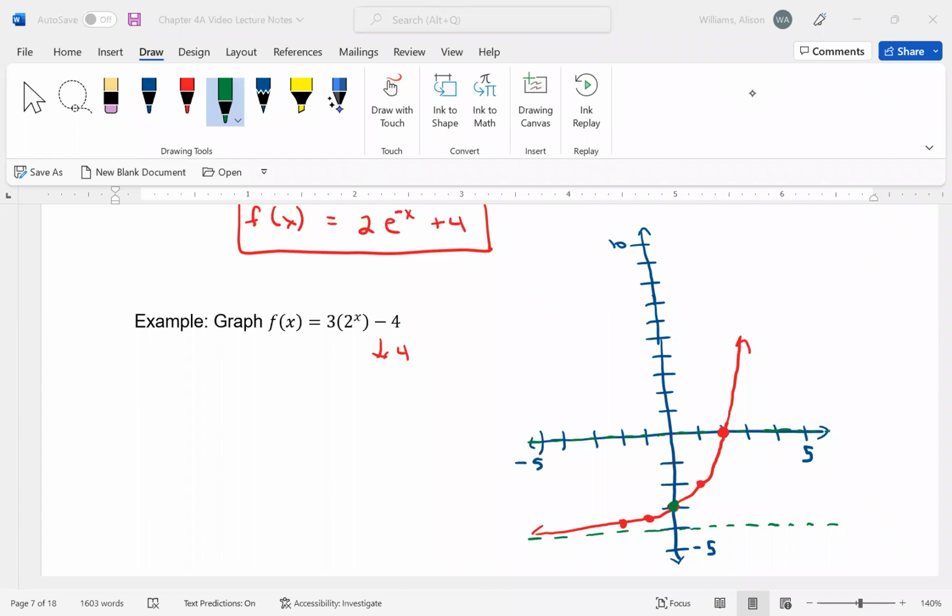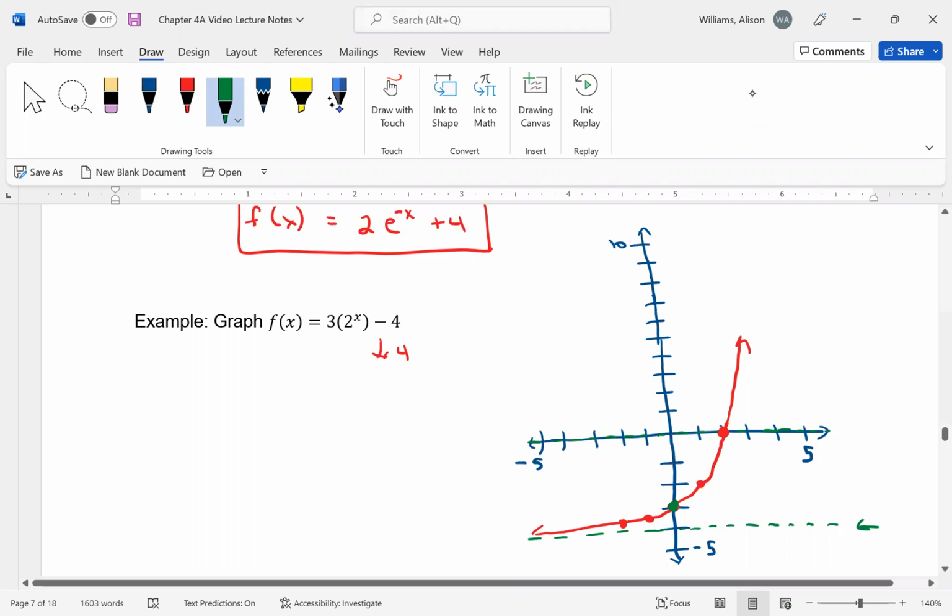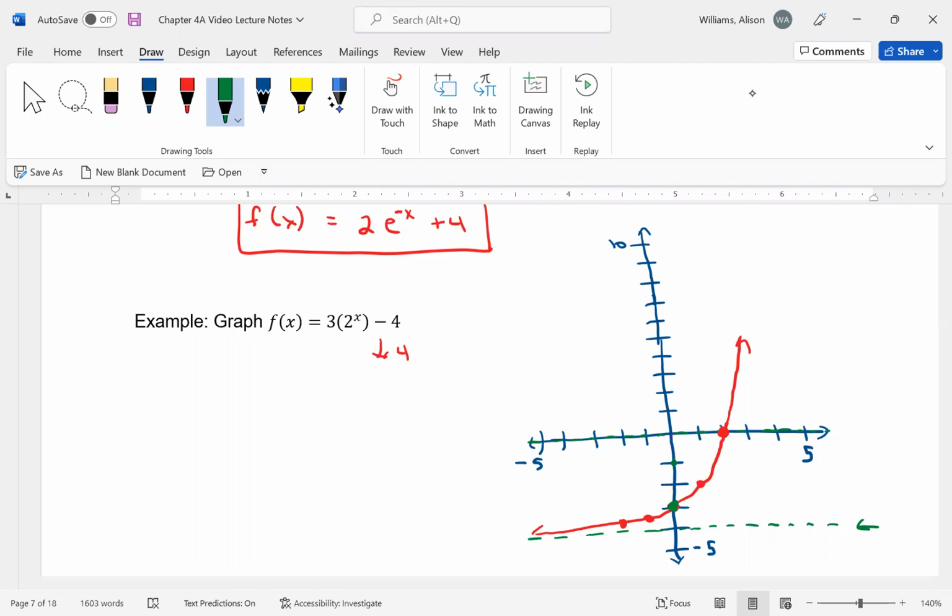So let me be clear. When I'm saying times 3, I'm talking about envisioning that this is the 2 to the x graph and pretending that this is my new x-axis. So times 3 means I'm really going to be looking at it starting here. All right.